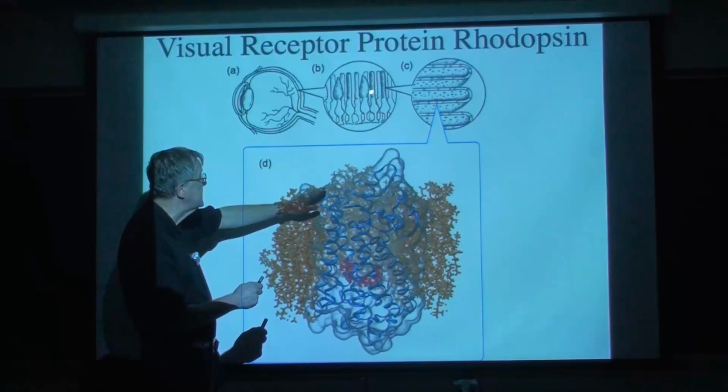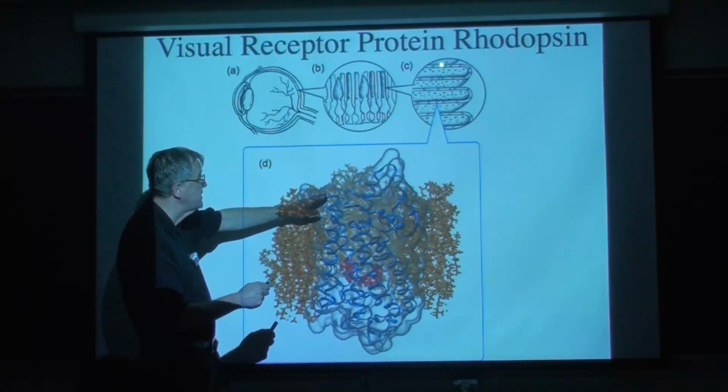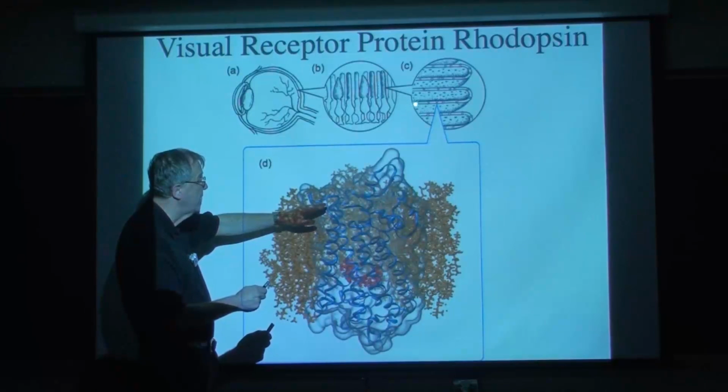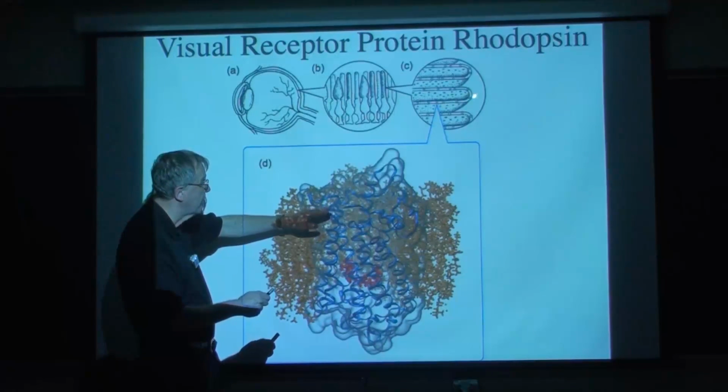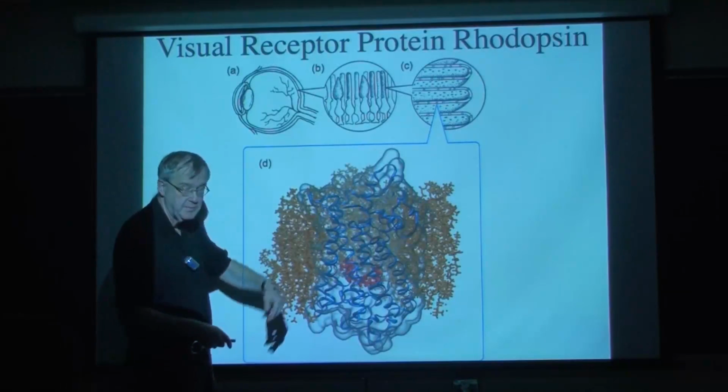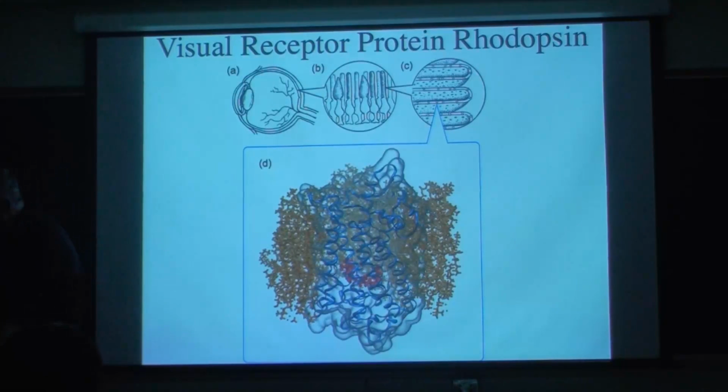So you have hundreds of disks in there. And one of the disks contains two membranes, one on the top, one on the bottom, curved around so they're connected with each other, looking a little bit like pancakes. And in these layers we have this rhodopsin. And with rhodopsin we also know every atom.